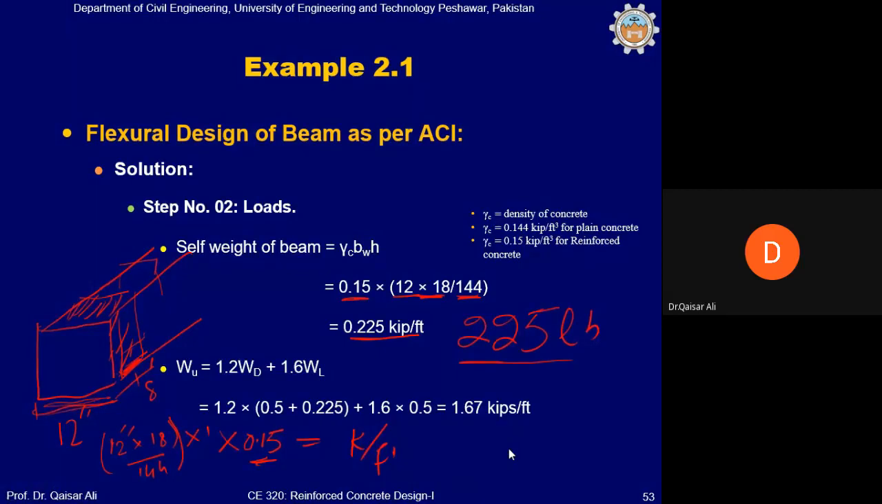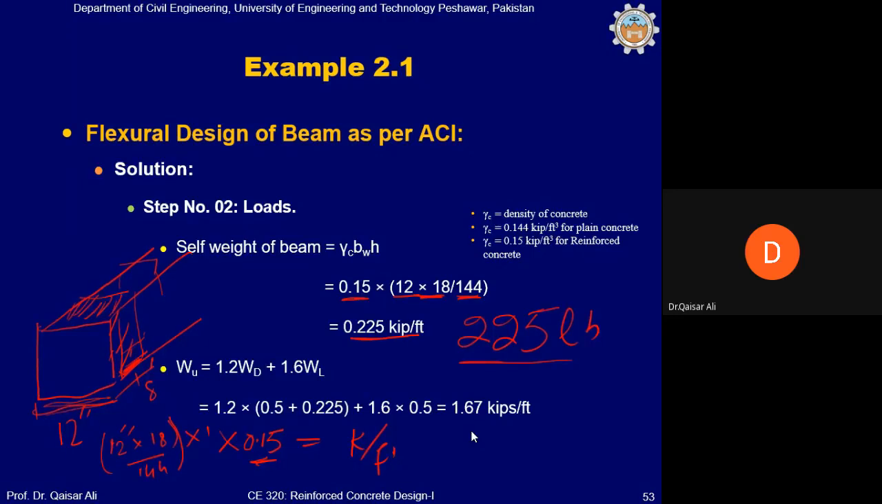So now you can also compare this 1.67 kip per foot. If the weight of one normal person is 150 pound, then tell me how many persons is 1.67 kip load equal to? 11 persons. 11 persons standing in 1 foot area is not possible, but they would be standing one above the other.